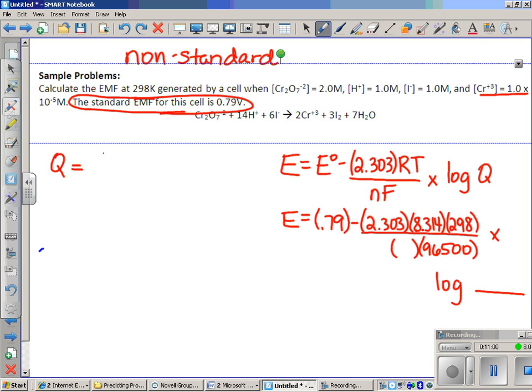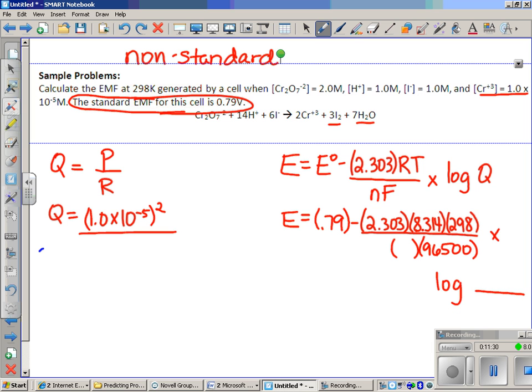So Q is going to be products over reactants. So we're going to have 2 chromiums, so it's going to be the value, and it will be squared. Okay, remember you just do products over reactants, coefficients as exponents. So it'll be squared. Then that's the only reactant that we have a concentration for, because this is solid and this is liquid. Remember, equilibrium doesn't deal with solids or liquids, just gases and aqueous solutions.